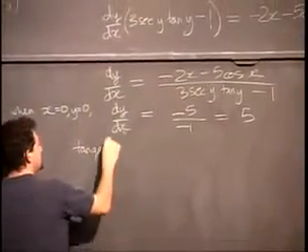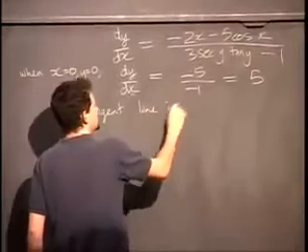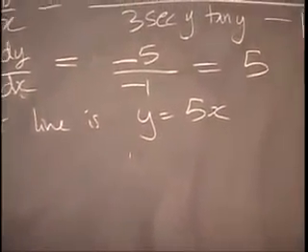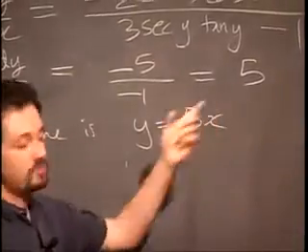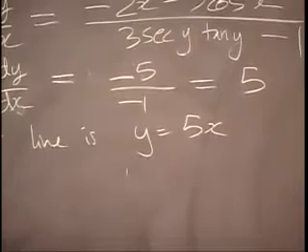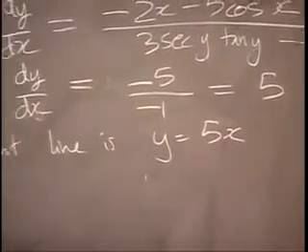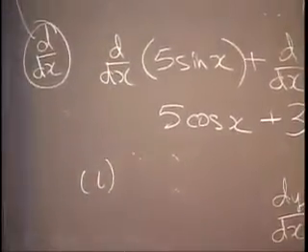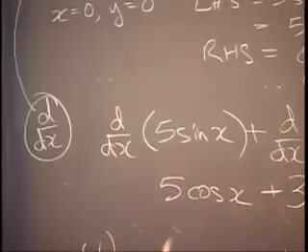The tangent line is y equals 5x. We can just use the point-intercept form because we know the y-intercept is 0. So there it is, y equals 5x. So that's one possibility. Another possibility, maybe we can just pan up to this original equation here, 5 cosine x. So it's this one right here.